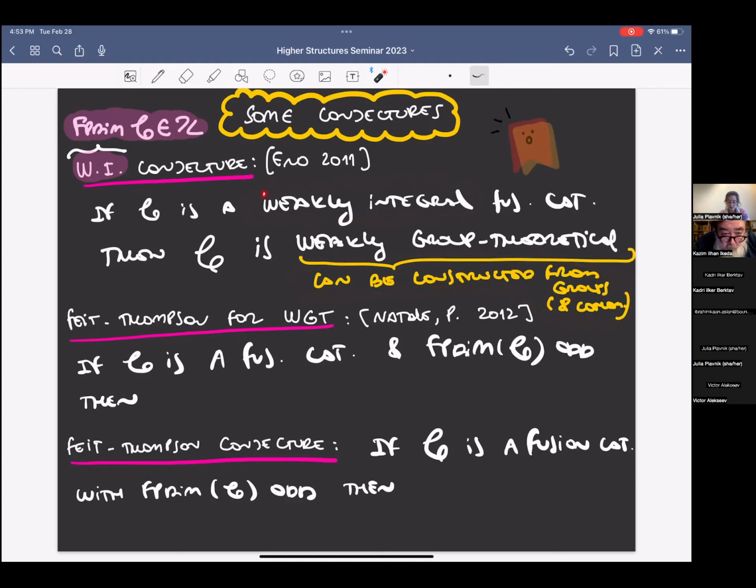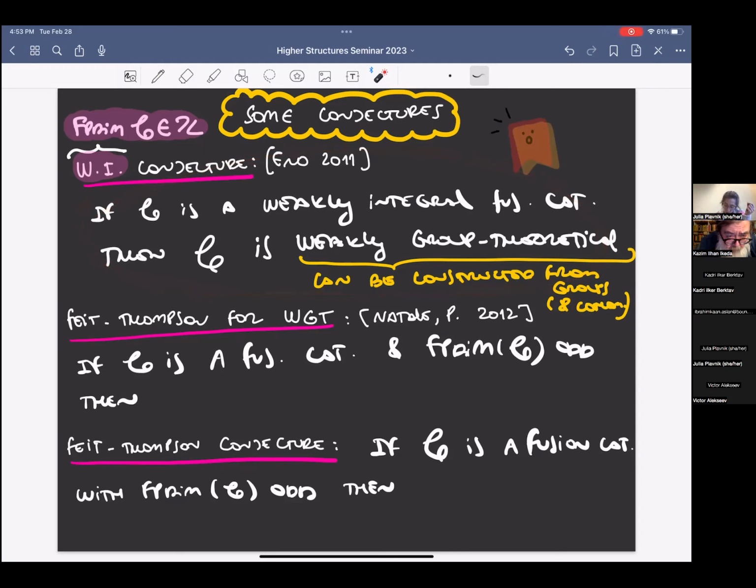Checking that something is weakly integral is easy because computing the Frobenius-Perron dimension is easy. But then if you know that your category is weakly integral, in principle, you don't have that much to work with. On the other hand, checking that something is weakly group theoretical is harder, but working with something weakly group theoretical is easier because it's all group and cohomology information. That's why this would be very nice to have because it will connect these two things.